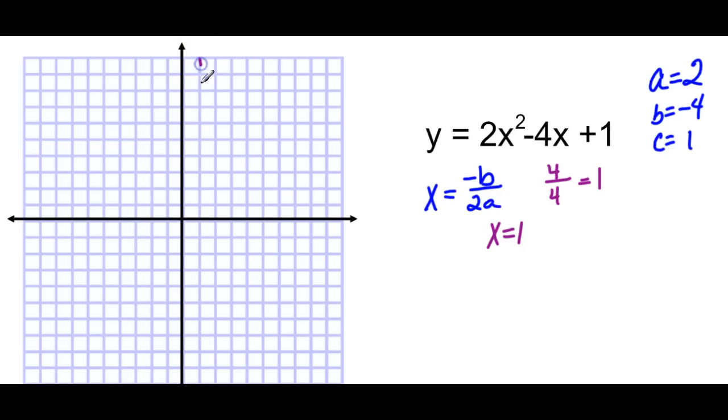If you want, let's just go ahead and sketch that in. Put a little dotted line in here. There's my axis of symmetry. Now my vertex is on that axis of symmetry. The x-coordinate of my vertex is 1.